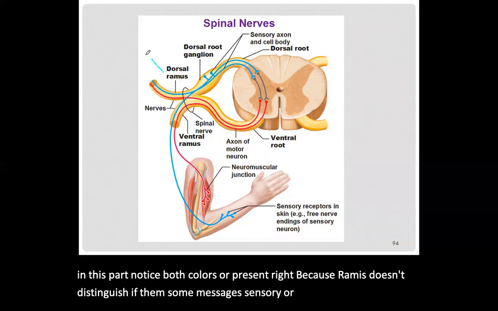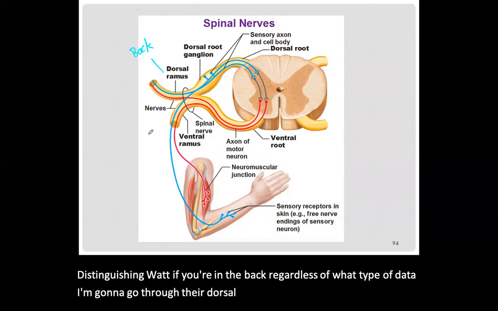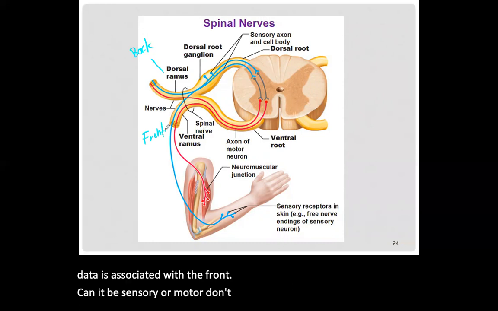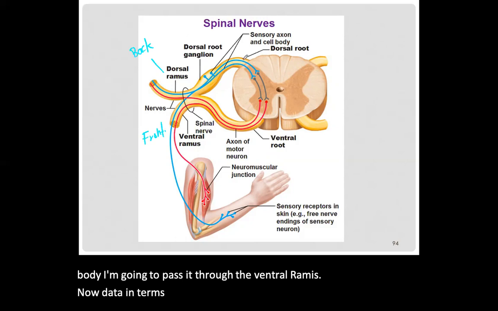The ramus is distinguishing what? If you're in the back, regardless of what type of data, I'm gonna go through the dorsal ramus. Ventral ramus says if the data is associated with the front, can it be sensory or motor? Don't care. If it is coming to the front of the body, I'm going to pass it through the ventral ramus.